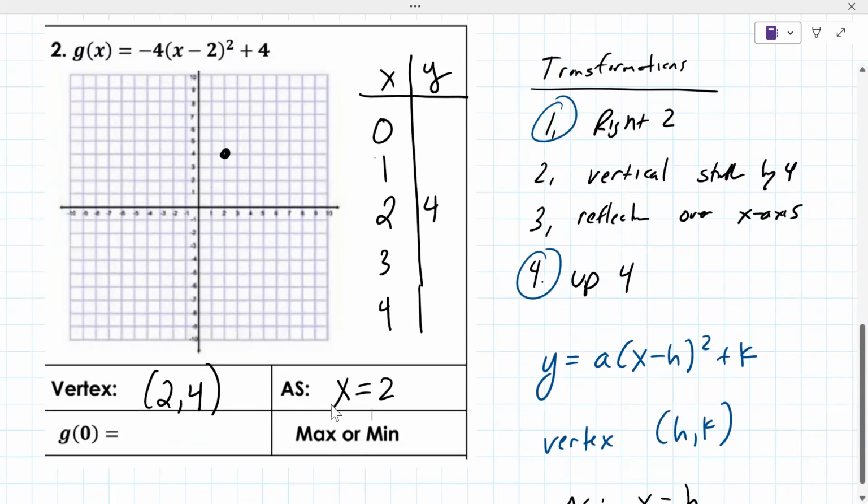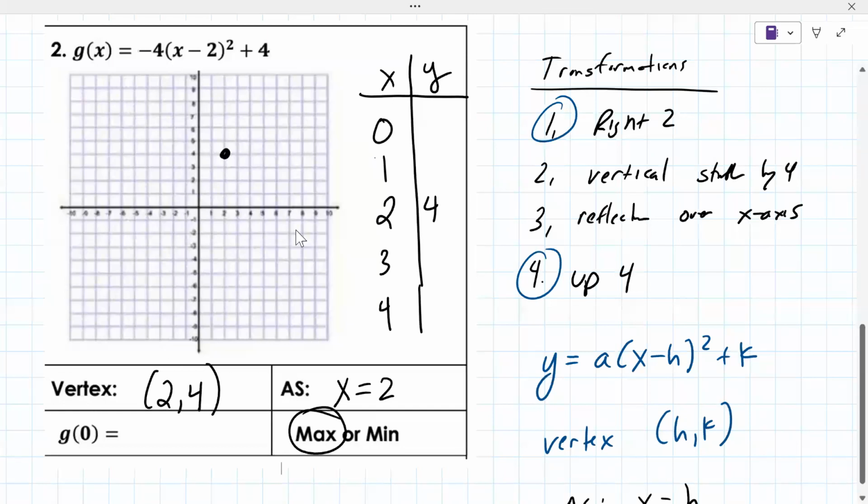To determine whether it's a max or a min, you have to decide, does this open up or down? And if you're not sure, you can wait till you graph it to figure that out. But what do you say? Does this have a max or a min? That has a max. Yes, it has a max. And it's like true false. There's no partial credit. So make sure you really are sure.